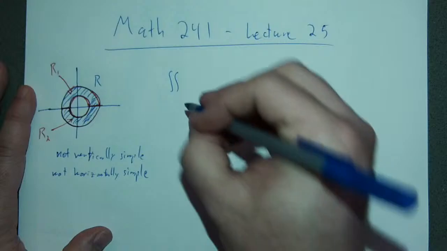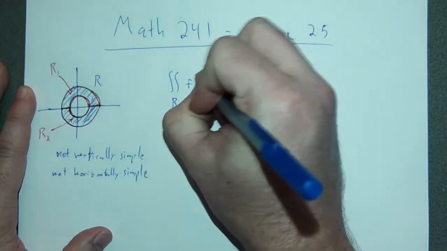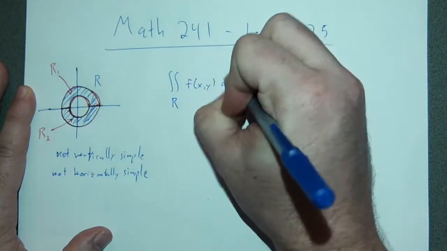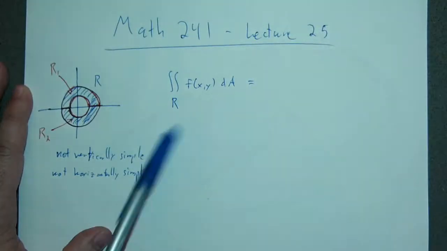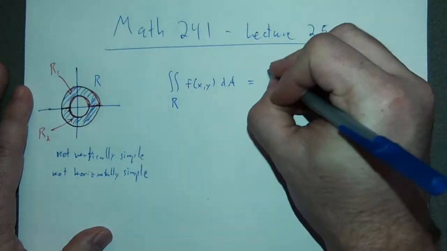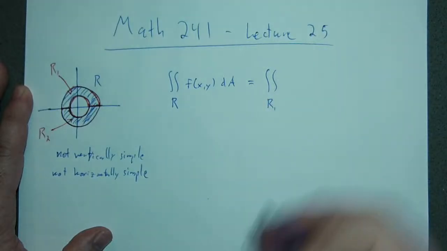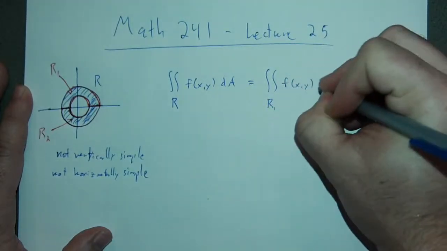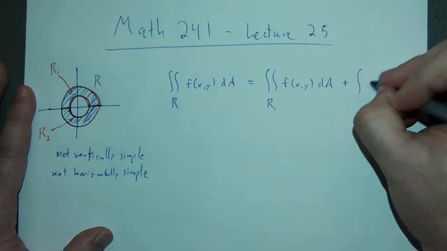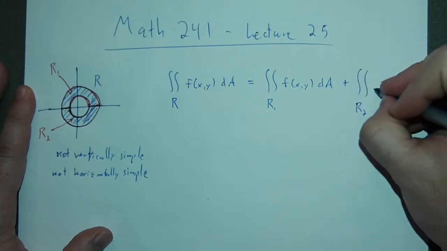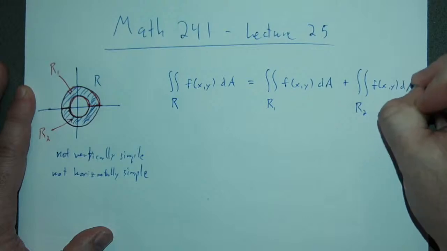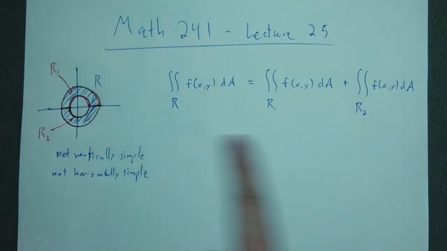This is something that I haven't really mentioned before, but if I'm integrating some function over R, I could do this double integral as the double integral over the piece R1, and I could add to that the double integral of the exact same thing over the piece R2. Now, a couple of things here. One, where did I come up with this fact? This fact works for the same reason that you can break up a single integral in Calc 1 over an interval, right?